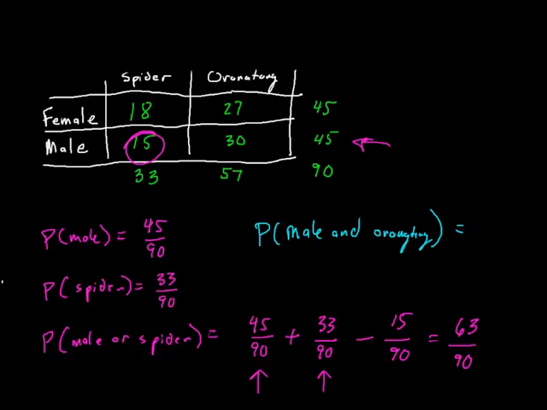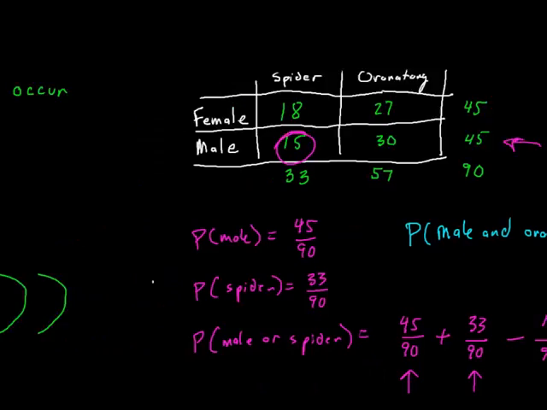Oh, that's easy. 30. 30 monkeys are male and orangutan. That wasn't very difficult. For me to get a male and an orangutan, it's got to be one of the 30 monkeys that's a male and orangutan out of 30. I mean, that should be fairly simple. So hopefully that type of problem makes sense to you guys.